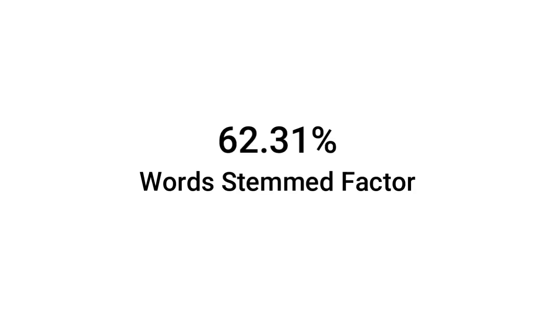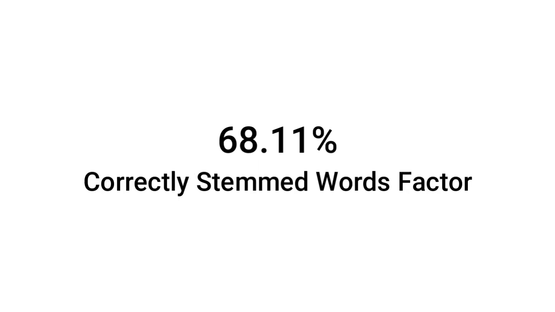Using the performance metric, word stem factor or WSF, it gained 62.31%. It surpasses the minimum threshold for this factor, which is 50%. This indicates that the WING algorithm can stem Waray words. For the correctly stemmed words factor or CSWF, it attained 68.11%. This indicates that the WING algorithm's accuracy passed and exceeds the expected minimum threshold for this factor, which is 50%.